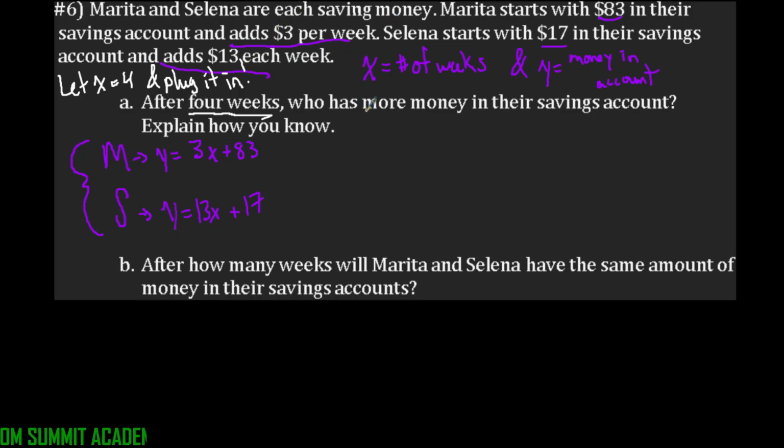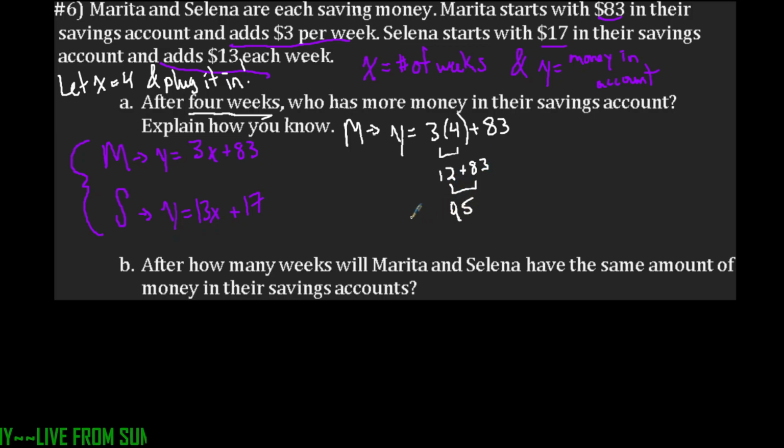So let's say x equals 4. We can say for Marita, let's do in white again. So let's say Marita is going to be like this. They have y equals, so we plug in let x equal 4, so I have 3 times 4 plus 83, and that simplifies, it's going to be 12 plus 83, and this is going to be 95. So we're saying for Marita, they have $95 in their account after 4 weeks.